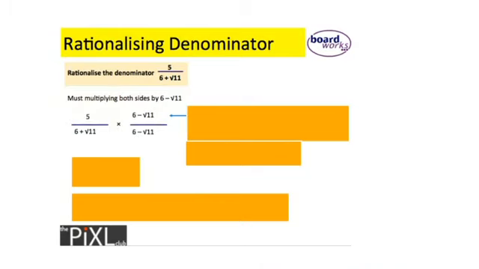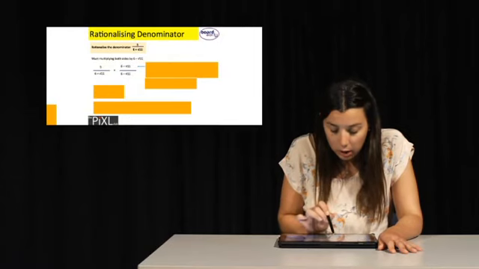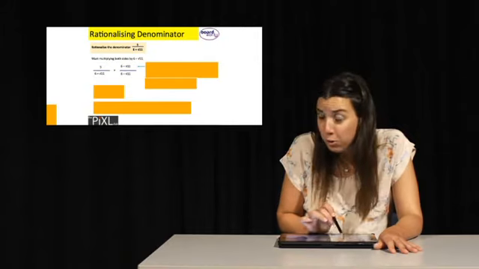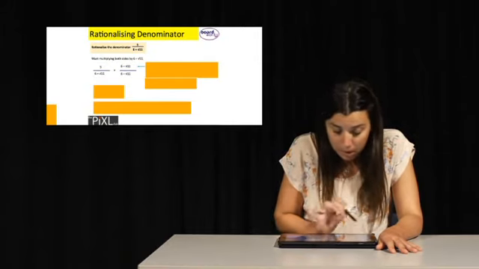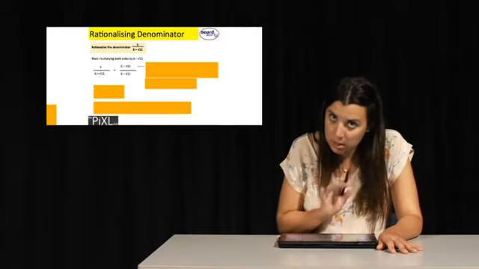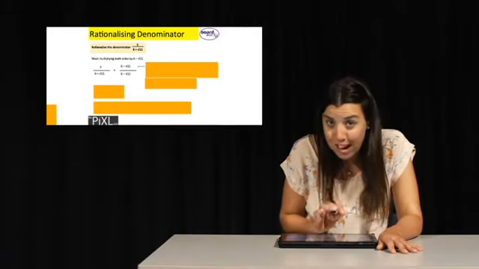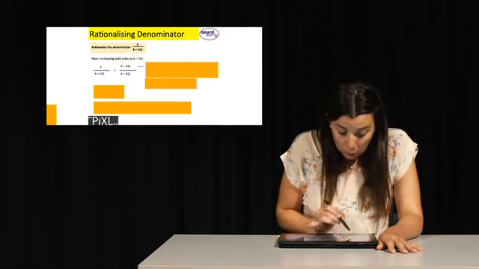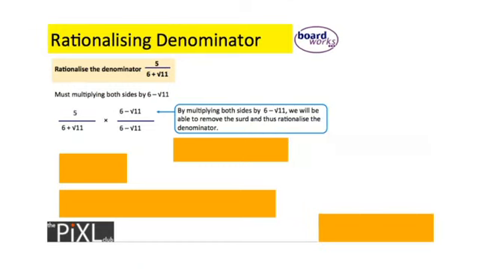So we are going to multiply both sides by 6, subtract root 11. If we multiply it by 6, add root 11, the root 11 is not going to disappear. So we have our first fraction, 5 divided by 6, add root 11 up here, multiplied by 6, subtract root 11. Remember, we must multiply the numerator and the denominator by exactly the same if we do not want to change the value of the fraction. We can then see here that we are going to multiply both sides and we're going to be able to remove the surd from the denominator and then rationalise them.